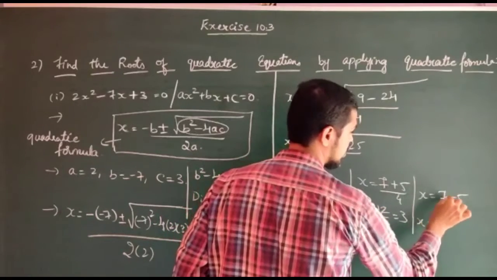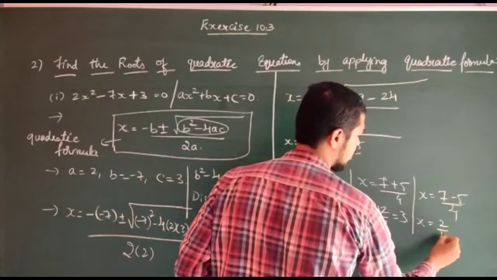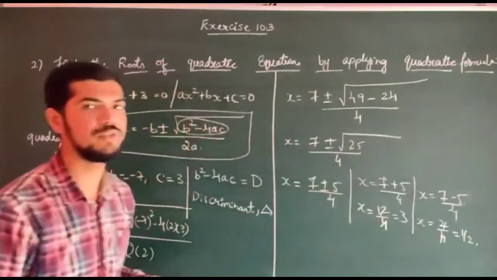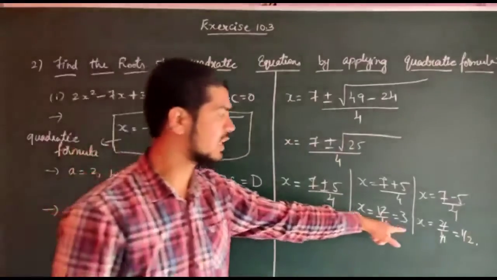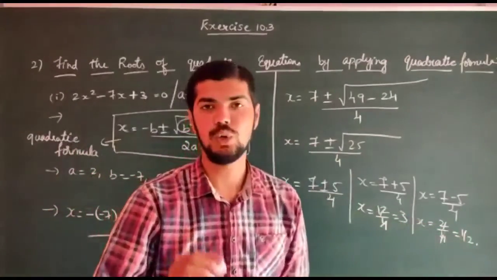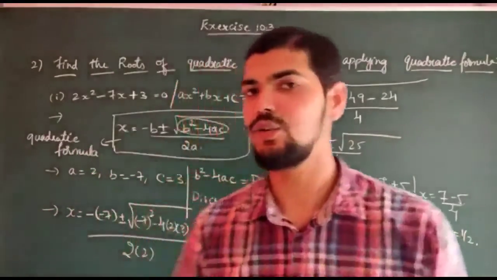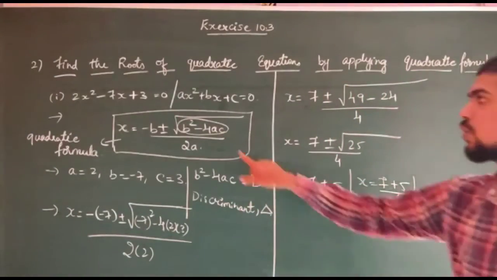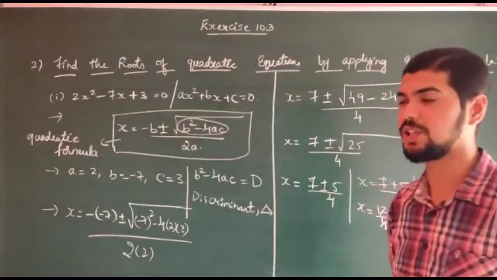Similarly, x is equal to 7 minus 5, which is 2. 2 by 4 is 1 by 2. So therefore x is equal to 3 as well as x is equal to 1 by 2. So I have arrived at two answers. That is, these x values are called the roots of the quadratic equation.